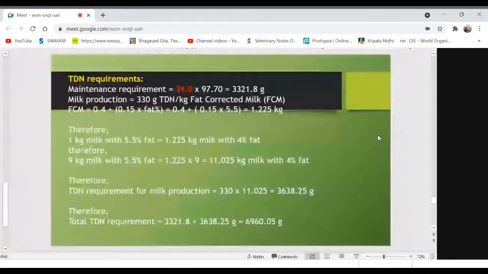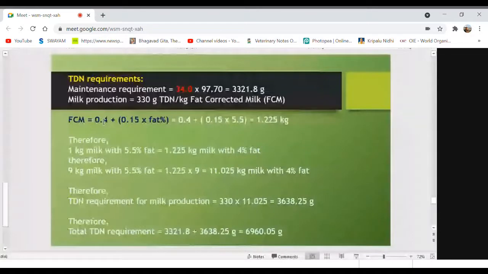Calculation of fat corrected milk. So the formula is 0.4 plus bracket 0.15 into fat percentage. Here I am giving fat percentage 5.5, it may be 5, it may be 3.5, it may be 6 also, it may be 7 also. But these two values you have to remember. This is the formula for calculating fat corrected milk. So in this case it will be 1.225 kg.